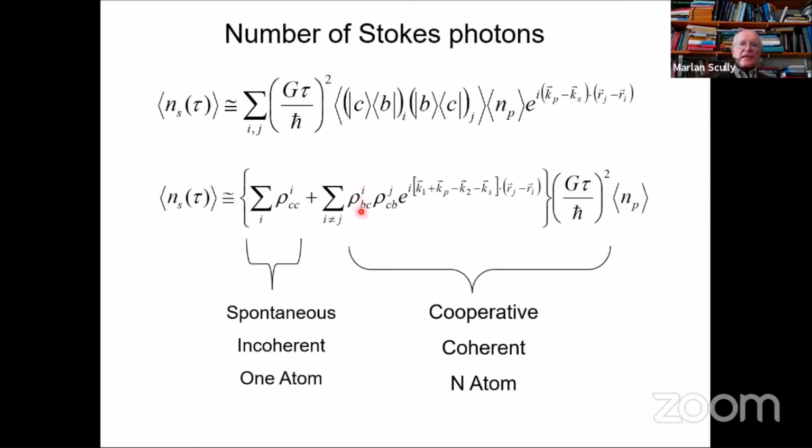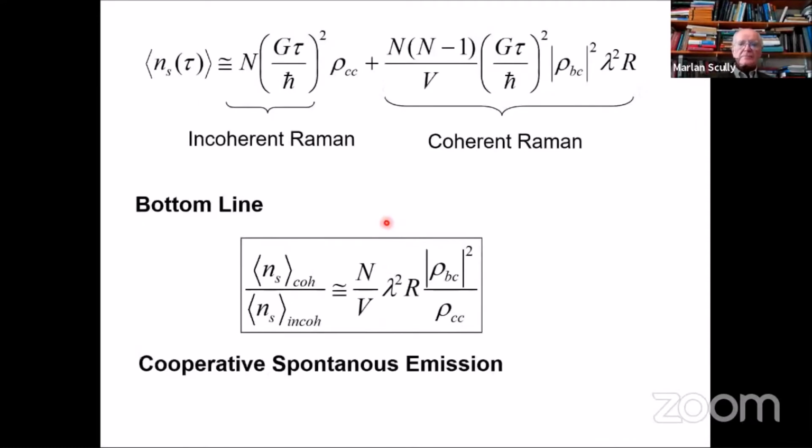Looks like this, and I have the product now of the off-diagonal matrix characterizing coherence. And that gives me, the bottom line, the ratio of coherent to incoherent scattering, which is in all reasonable ways of talking about it, cooperative spontaneous emission, more like Dicke than stimulated emission. But it's coherent in the sense of the word that you usually think of Dicke superradiance as well.